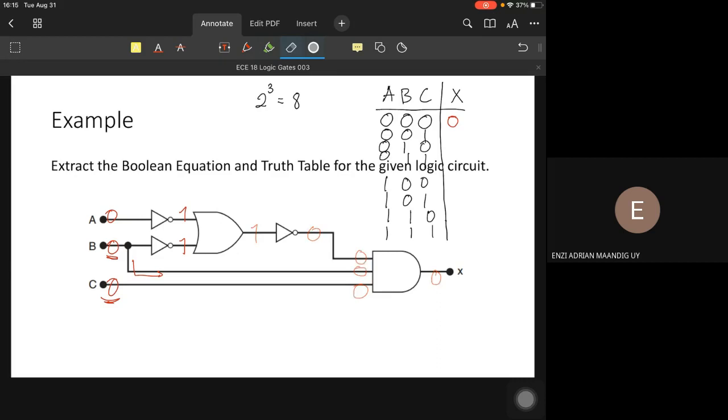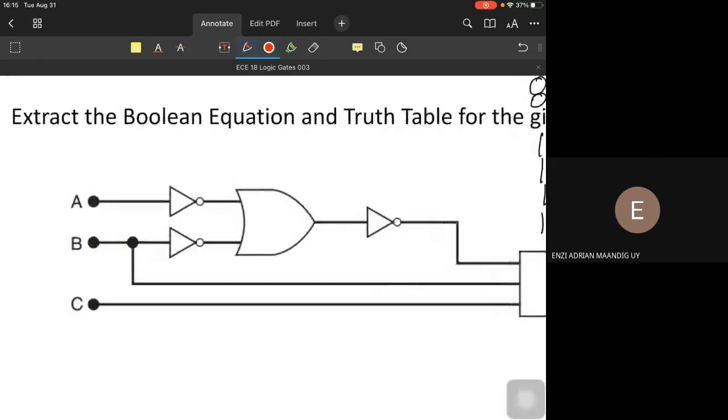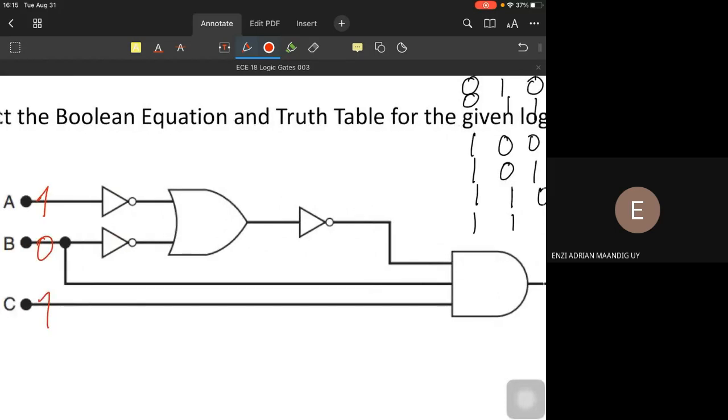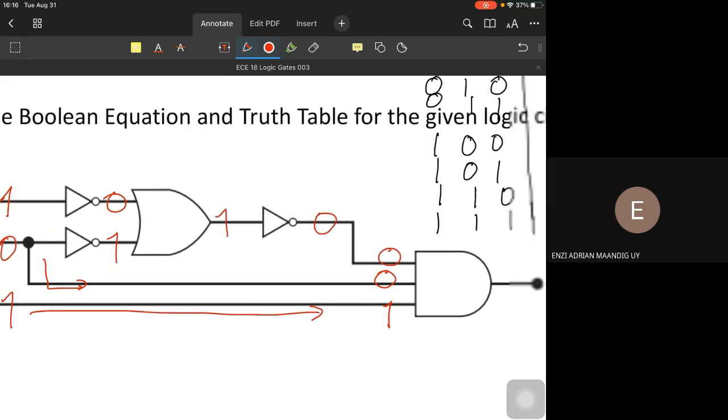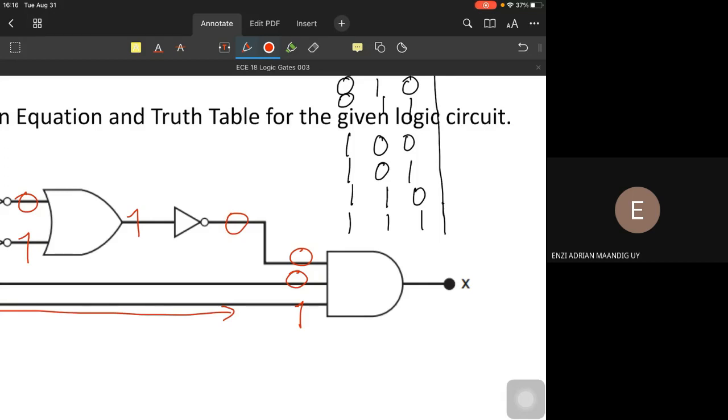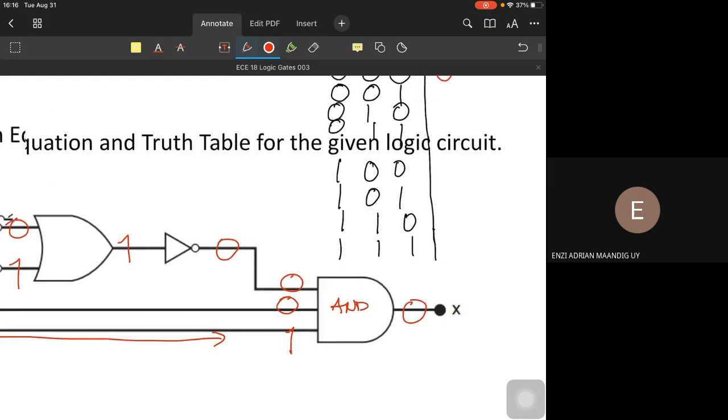Another one. What if 1, 0, 1? Here is 1, here is 0. 0 OR 1 is 1, then 0. With 0, 0, 1 at the end it is 0. So it is still 0.